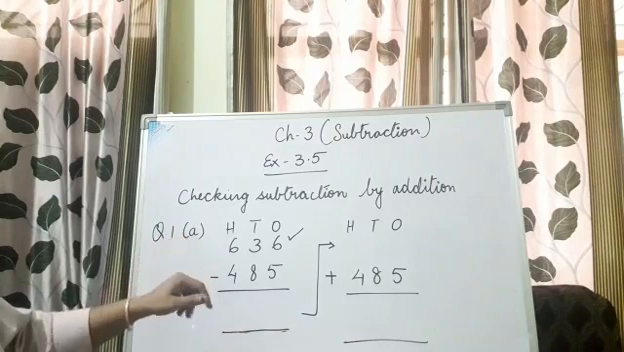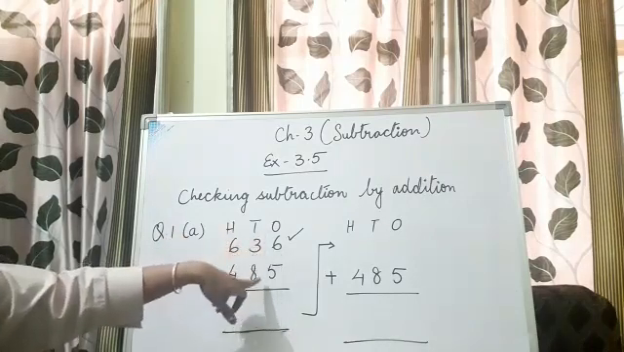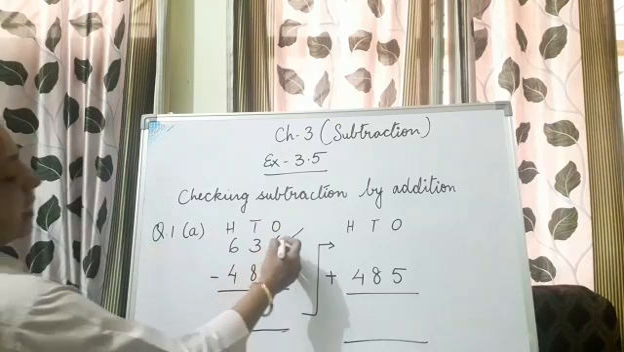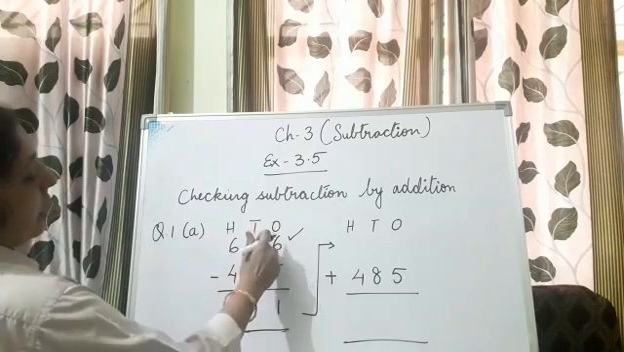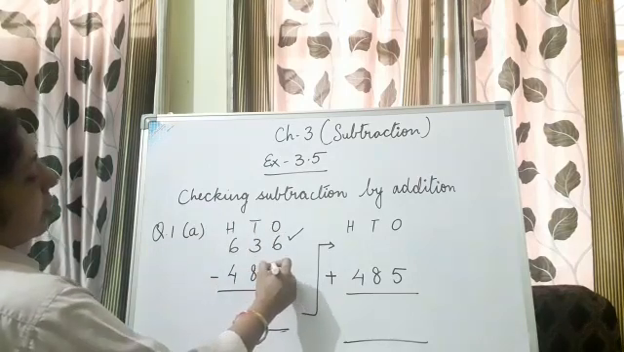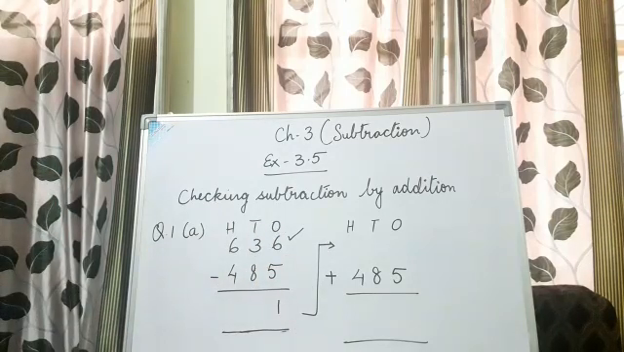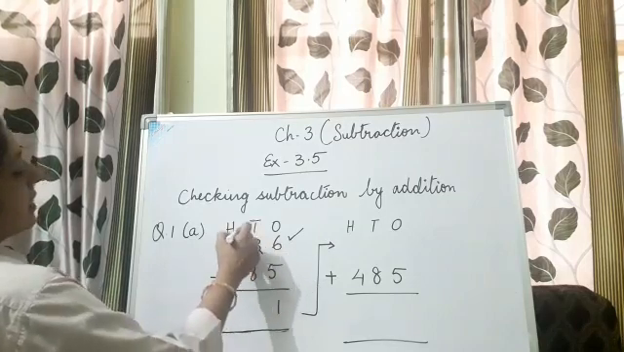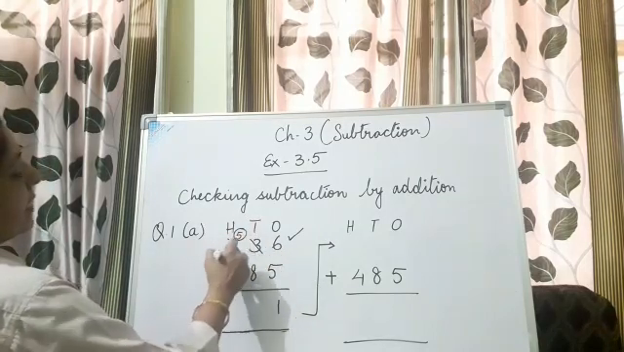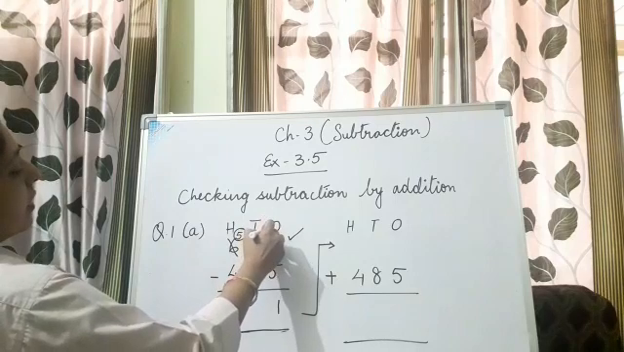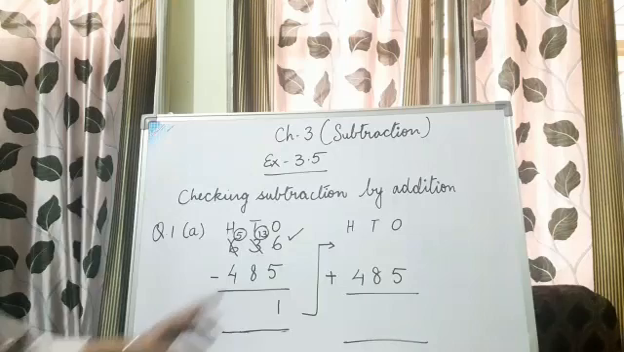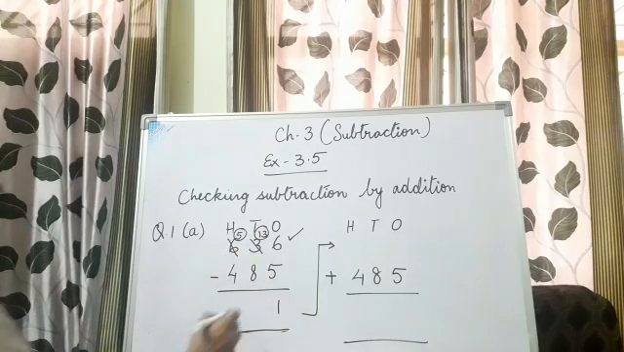Let's see how we get it. So first step is we subtract from ones, that is 6 minus 5 is 1. 3 minus 8 is not possible because 3 is smaller than 8. So 3 needs to borrow from the next neighbor digit, which is 6. When 6 lends one digit to 3, 6 becomes 5 and 3 becomes 13. 13 minus 8 is 5.